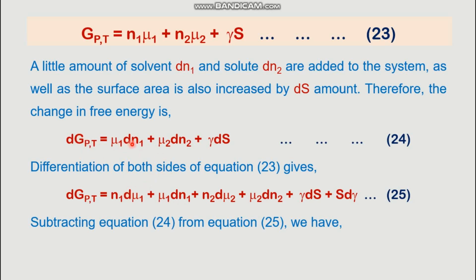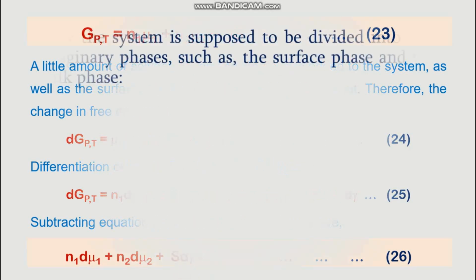This mu d1 dn1 would be cancelled out by this one. This one would be cancelled out by this one, and gamma ds would be cancelled out by gamma ds. So what is left here? Only n1 d mu1, here n2 d mu2, and here sd gamma. So the summation of these three terms is 0. So n1 d mu1 plus n2 d mu2 plus sd gamma is 0, and thus we get equation number 26.